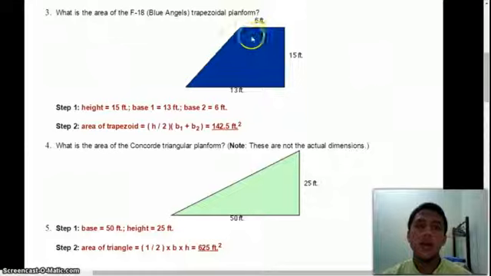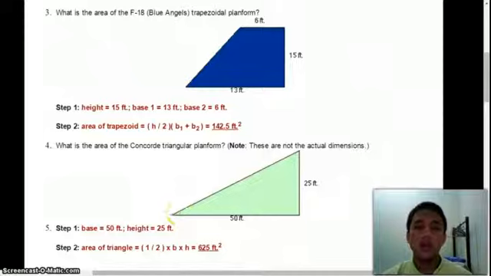And this is the F-18 Blue Angels. It has a trapezoid shape, so we use the formula for the area of a trapezoid, which is half times height times the summation of the two bases. The height is 15, so 15 divided by 2 times first base plus second base. The first base is 13 feet and the second base is 6 feet. So the answer is 142.5 feet squared.